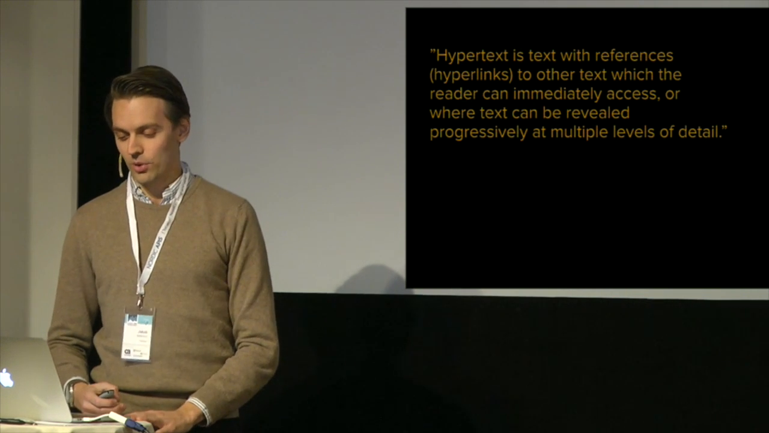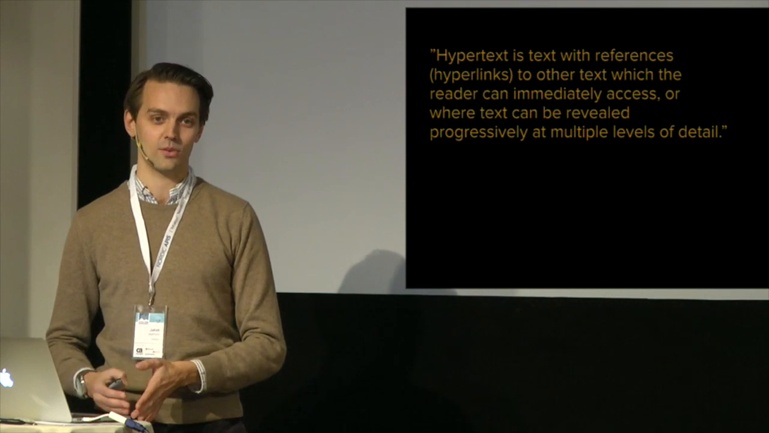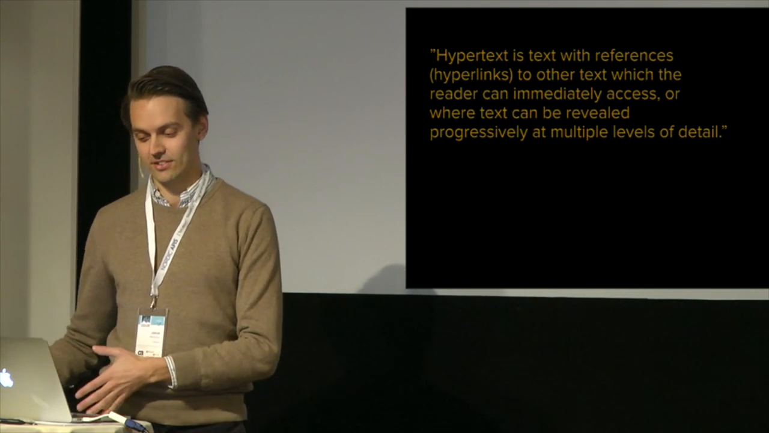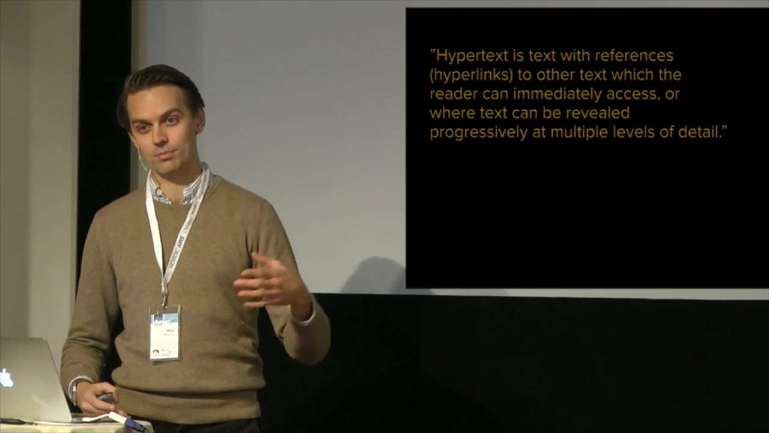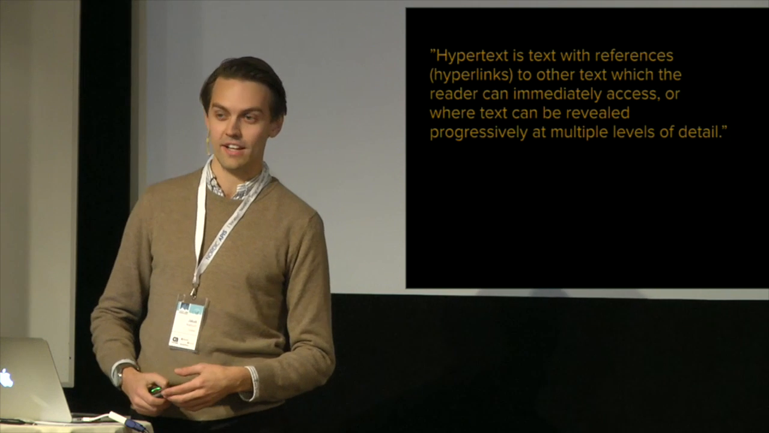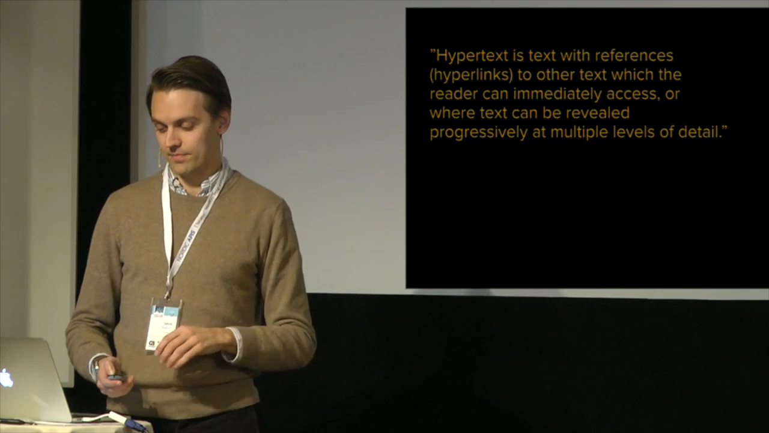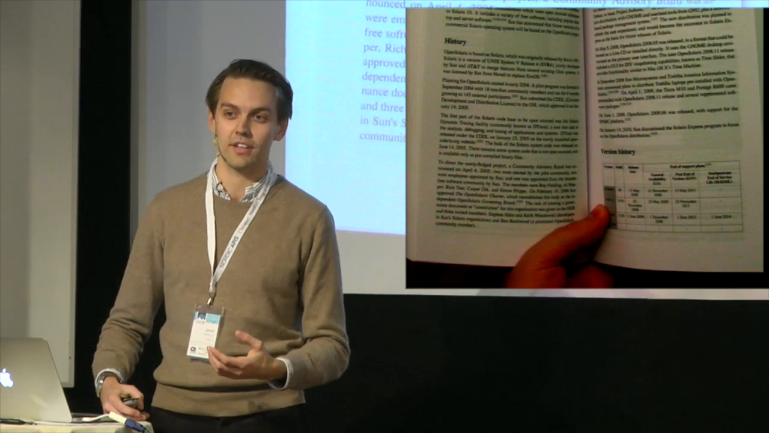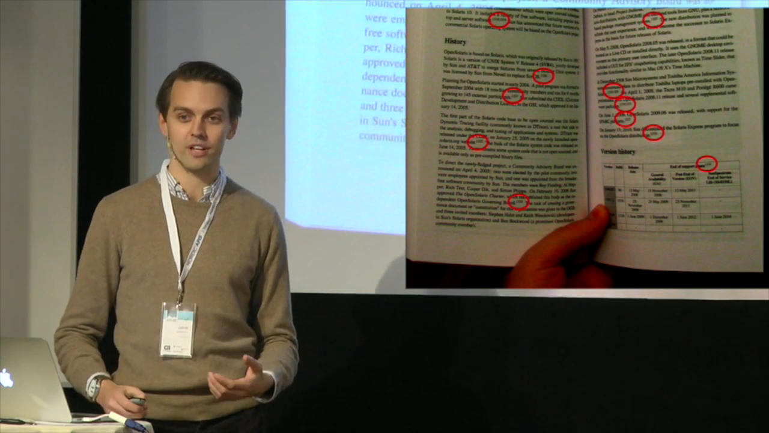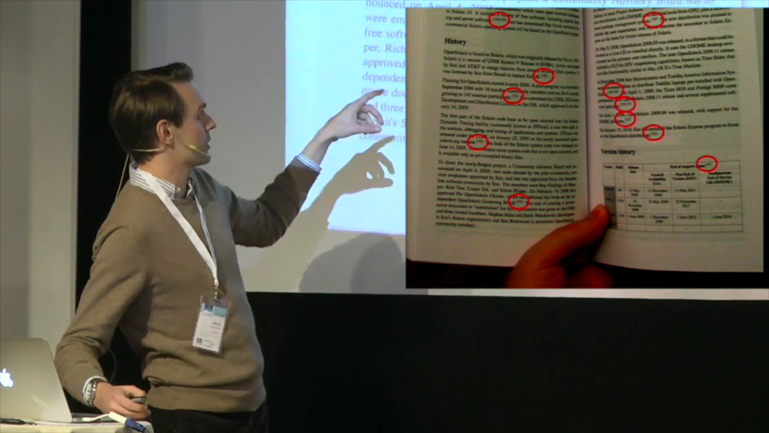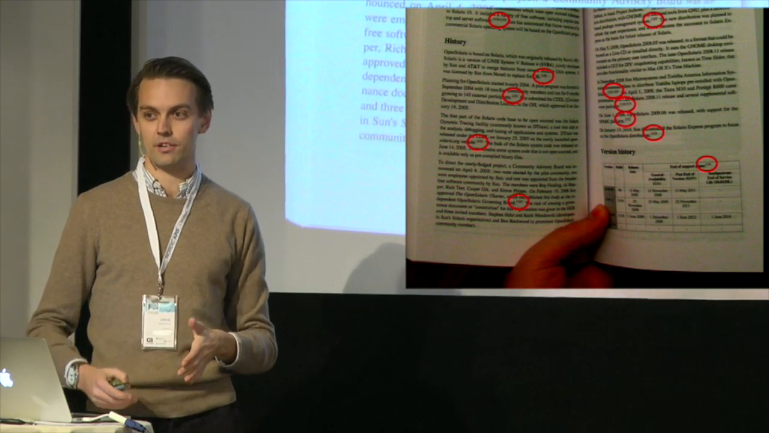So this is just stolen from Wikipedia. It says that hypertext is text with references, or hyperlinks, to other text, which the reader can immediately access, or where text can be revealed progressively at multiple levels of detail. So this doesn't have anything to do with computers necessarily. If you look in a book, something academic or so on, there might be lots of references in the text. There's numbers everywhere pointing you to other pieces of this document where you can read more about this particular thing.